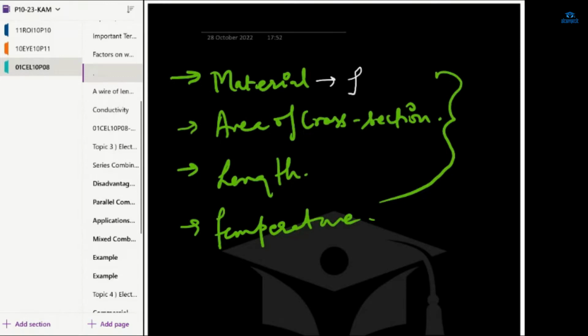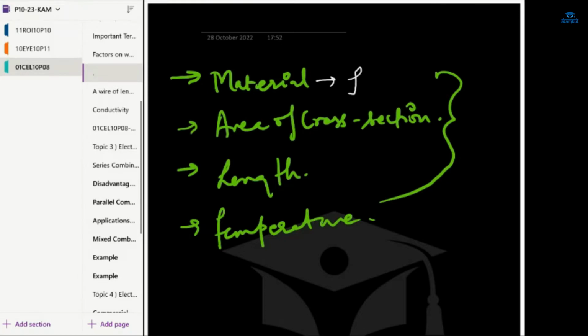Resistivity is different for each material. Every material has a different resistivity. Resistivity is a property of a material. Copper will have a different resistivity, aluminium will have a different resistivity, and silver will have a different resistivity. The lower the resistivity, the lower the resistance, and the higher the resistivity, the higher the resistance.